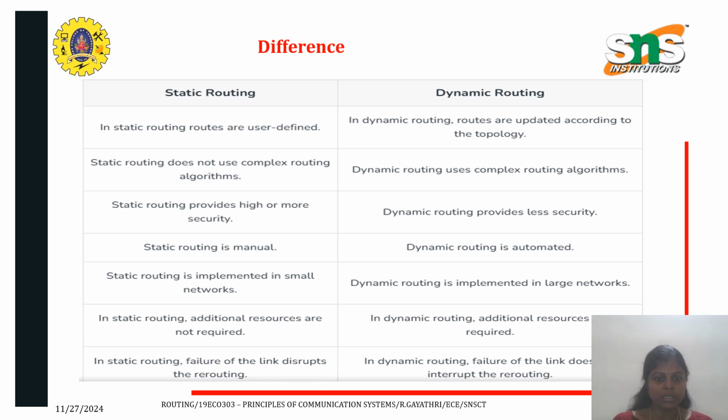Static routing is implemented in small networks. Dynamic routing is implemented in larger networks. In static routing, additional resources are not required. In dynamic routing, additional resources are required. In static routing, the failure of a link disrupts the rerouting, whereas in dynamic routing, the failure of a link does not interrupt the rerouting. So static routing or dynamic routing will be adopted depending on our topology.